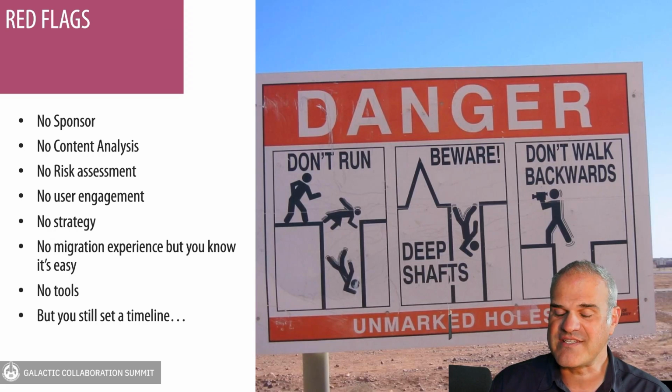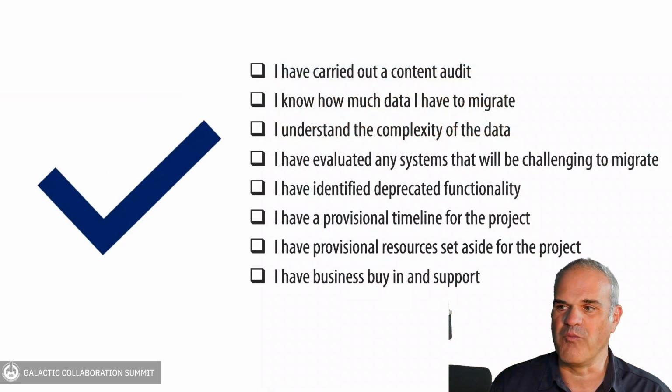You should see red flags and you should stop immediately doing a migration when there is no sponsor, no content analysis, no risk assessment. Users are not engaged, there is no strategy, there are no tools, there is large pressure, and you still have a timeline. Then it's the right time to stop, go back and do the homework. So make sure that you have checkboxes in every single stage, because then the next step would be the migration.